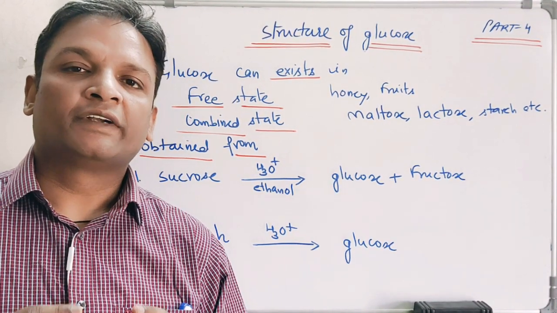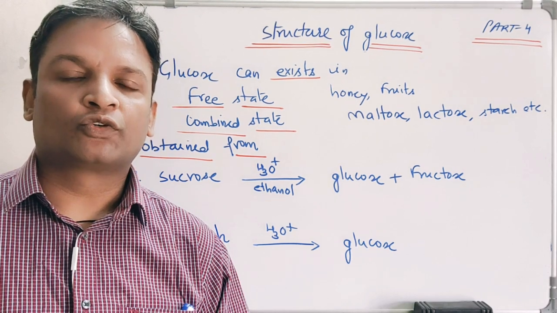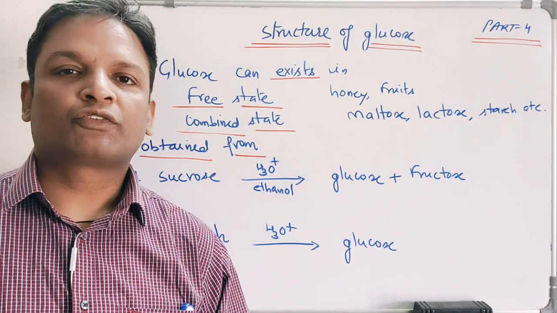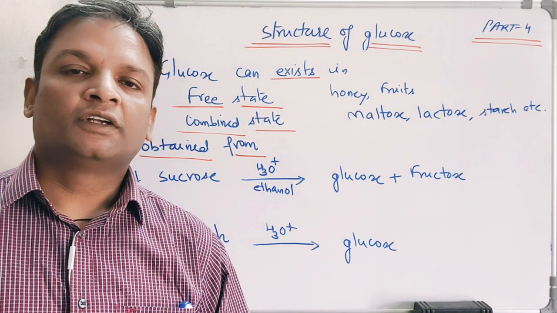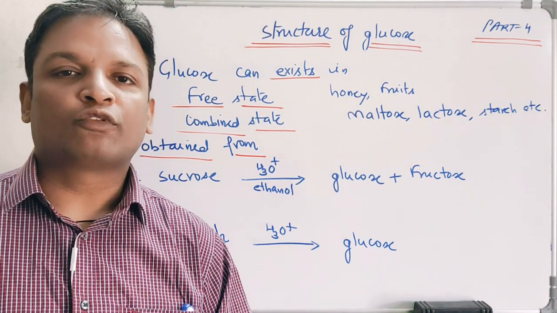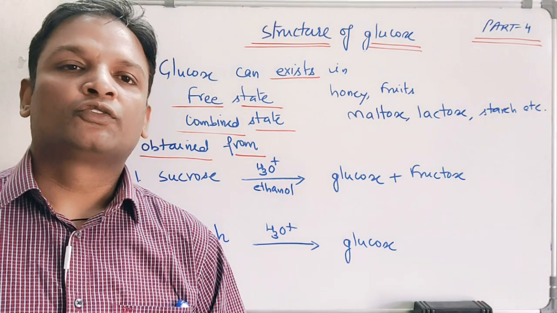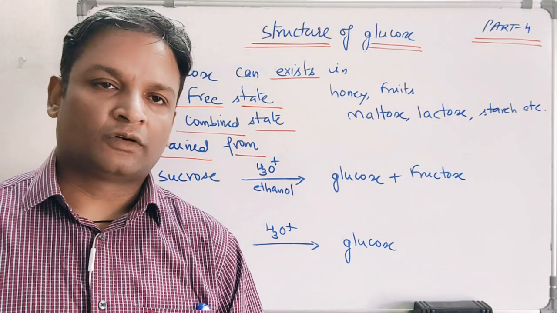In today's lecture, we will discuss the structure of glucose, how the open chain structure of glucose was determined, and how the open chain structure was further changed into its cyclic form, which is called the Haworth projection form. So let's see how we do this.